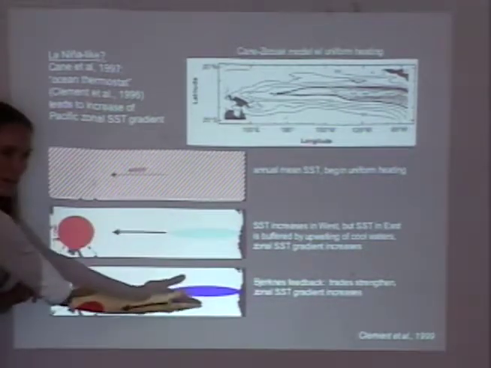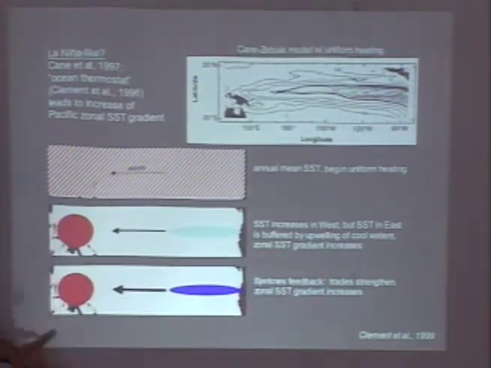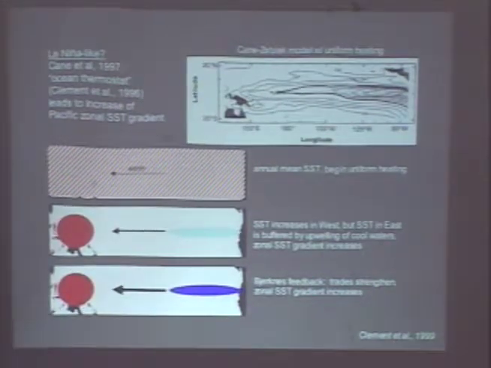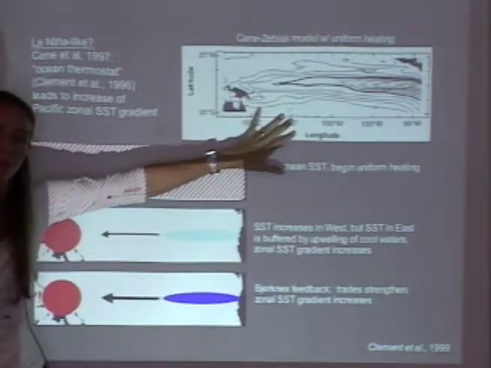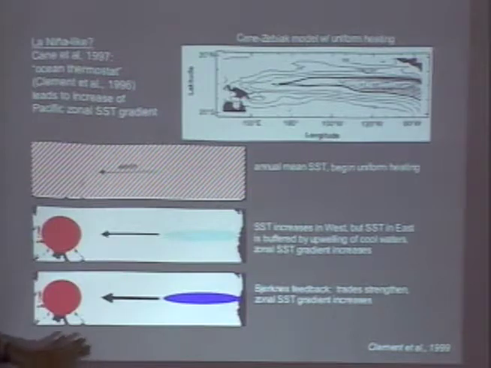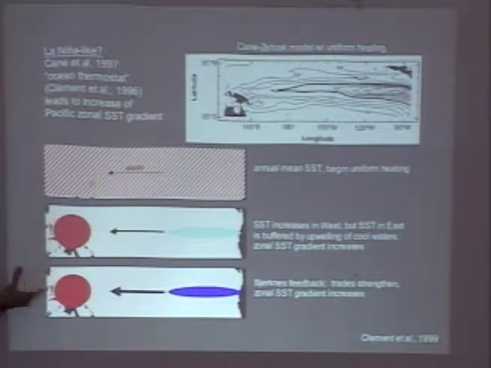Upwelling intensifies as a result of this feedback. And of course, you push yourself into a La Nina type situation, increasing even more that gradient. And that's how they get this result out of that model. That's the physics behind that result. Well, physics, the arm waving or whatever you want to call it, the back of the envelope kind of thought.